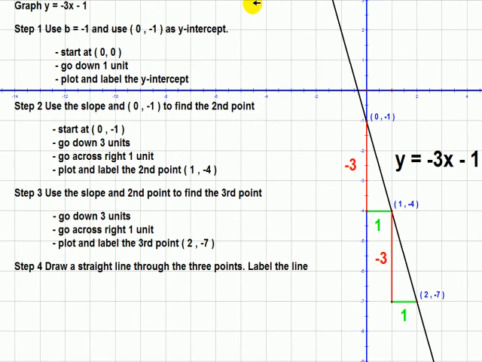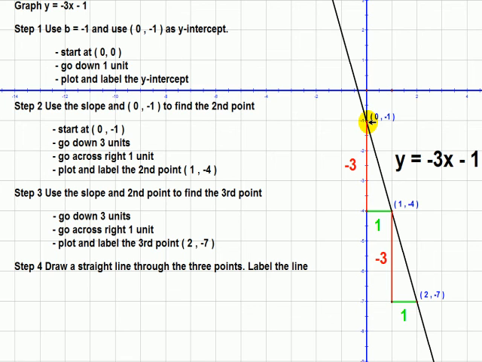Let's review how to graph y equals negative 3x minus 1. Step 1, we used b equals negative 1 because it was the last component of our equation, and thus we use 0, negative 1 as our y-intercept. To plot the point, we started at 0, 0. We then went down 1 unit, and then we labeled the point 0, negative 1.